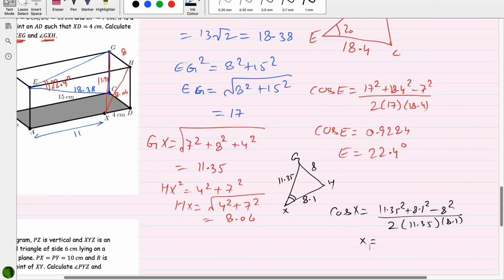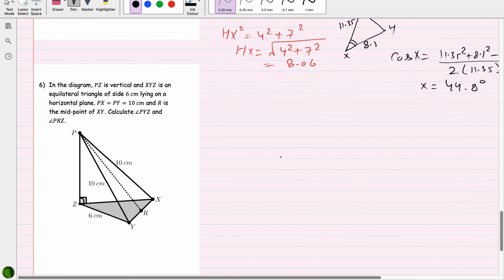So cos of x, using the calculator, 11.35 squared plus 8.1 square minus 8 square divided by 2 times 11.35 times 8.1. It is 0.709. So cos inverse of your answer, the angle is 44.8 degrees.